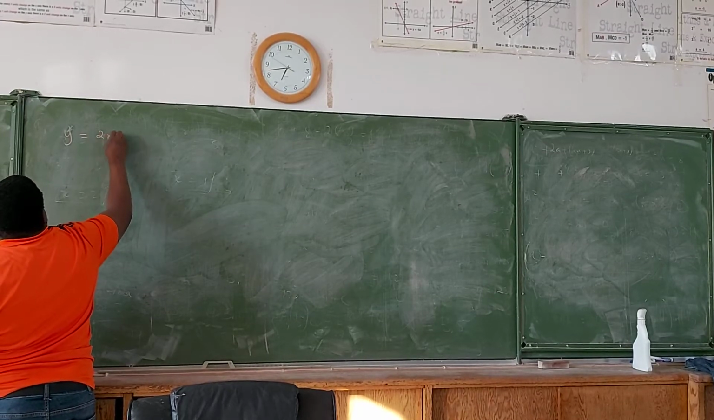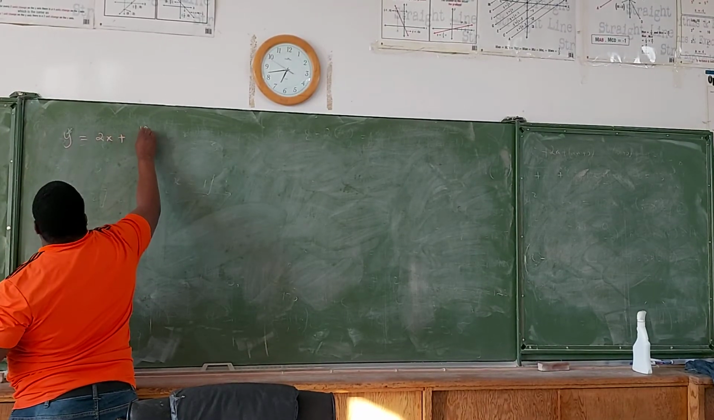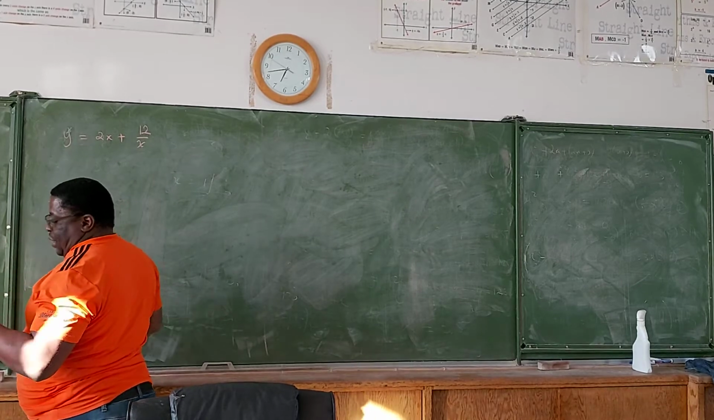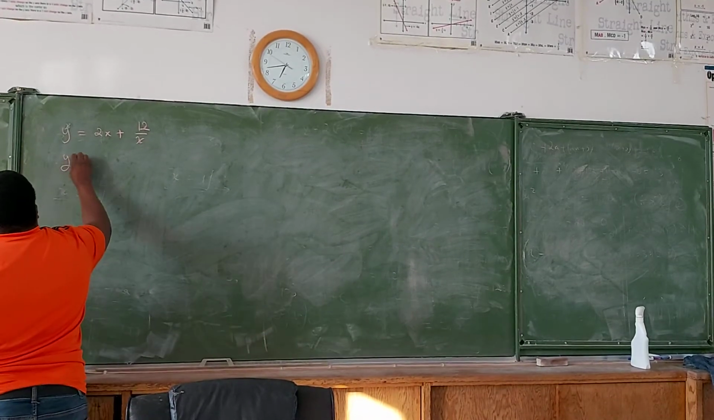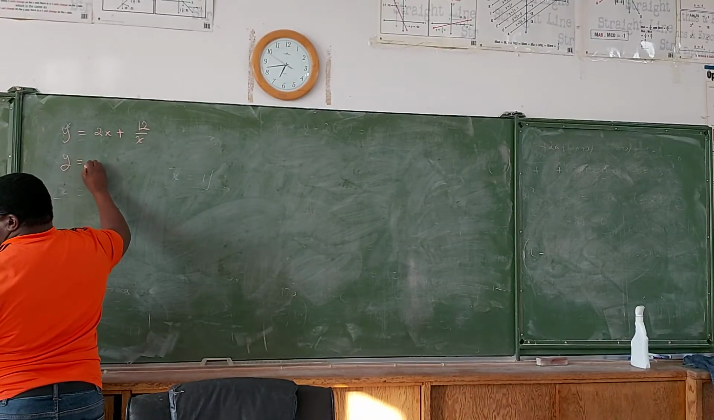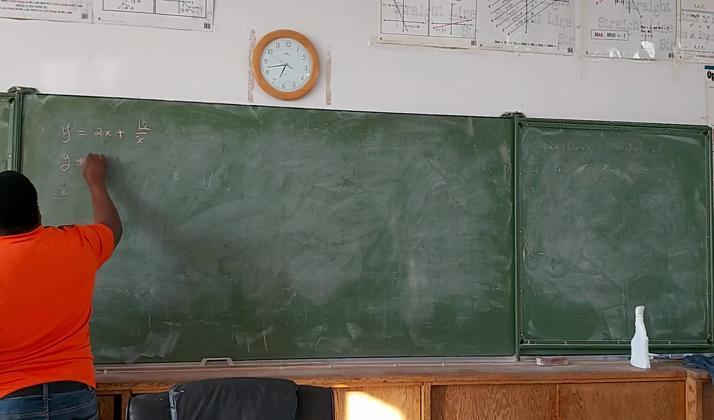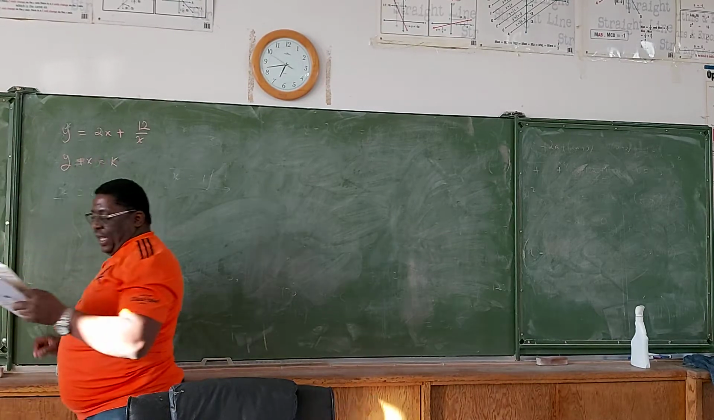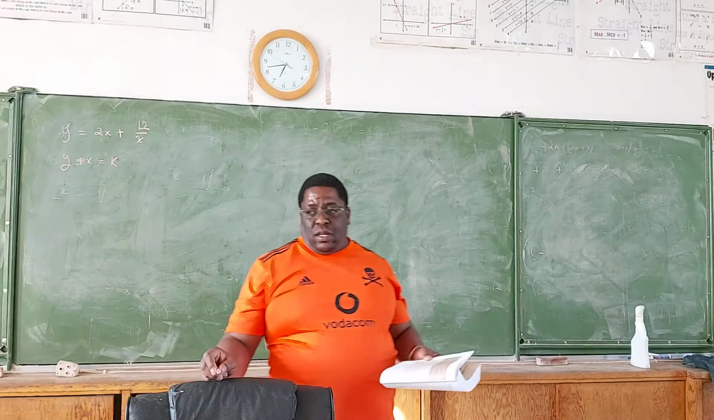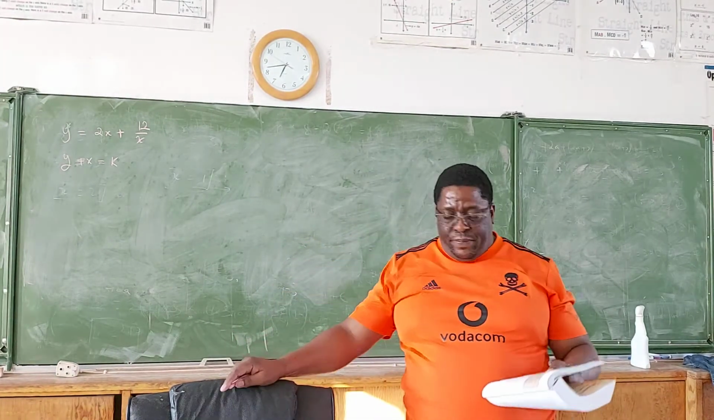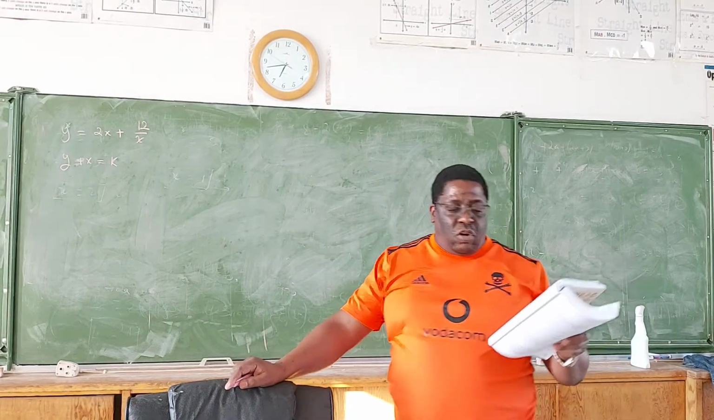The curve is y equals 2x plus 12 upon x. And the equation of the straight line is y plus x is equal to k, where k is a constant. Find the set of values of k for which the line does not meet the curve.